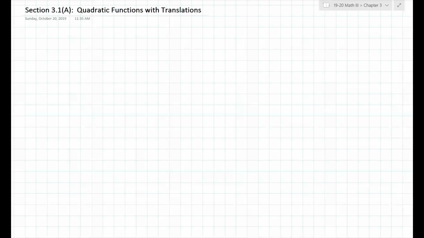So in this section, we're going to talk about the quadratic function and its translation. So before we do that, we need to talk about the vertex form. So let me write this out here. Vertex form of a quadratic function.